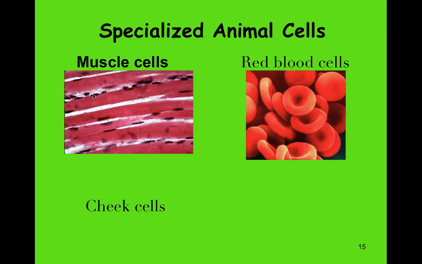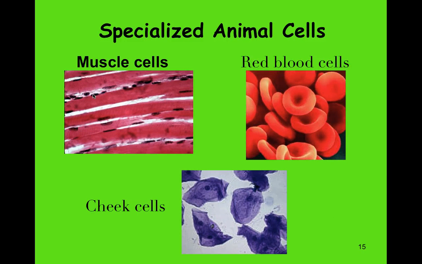Then you have your red blood cells. And last but not least, your cheek cells. Each one of these cheek cells are from the inside of your mouth. You can see here's the cell membrane, and then this dark purple structure is the nucleus of the cell. You got one here, 1, 2, 3, 4, 5. You can see one here, about 6.